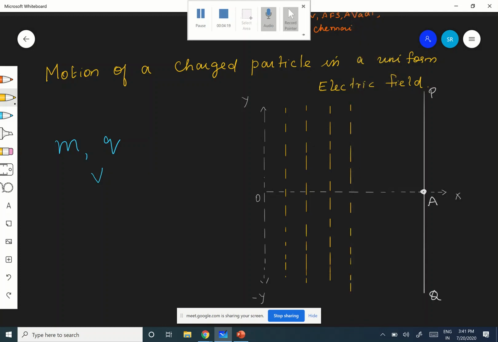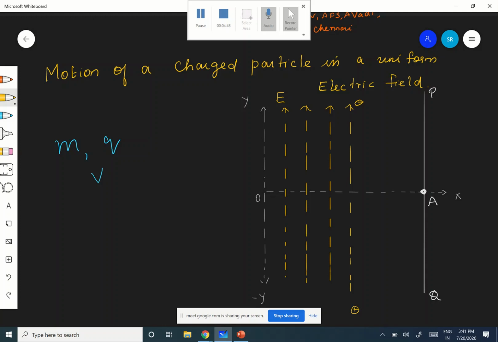Now this is the electric field, and its direction is like this. The magnitude of the electric field is E. If the field goes in this direction, positive should be here and negative should be here. Electric field lines go from positive to negative.